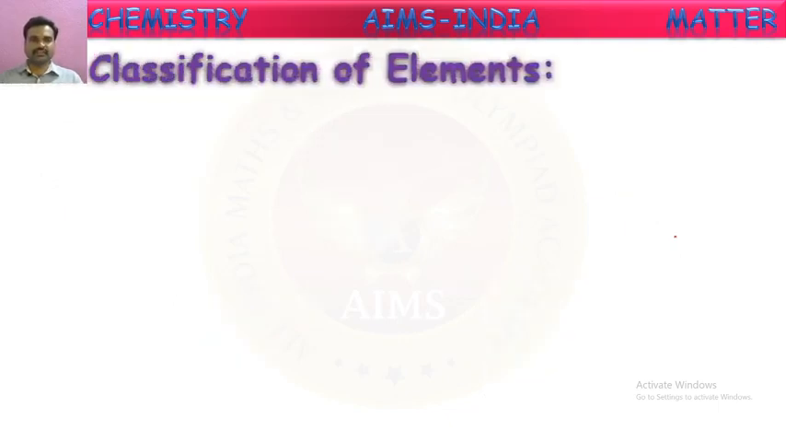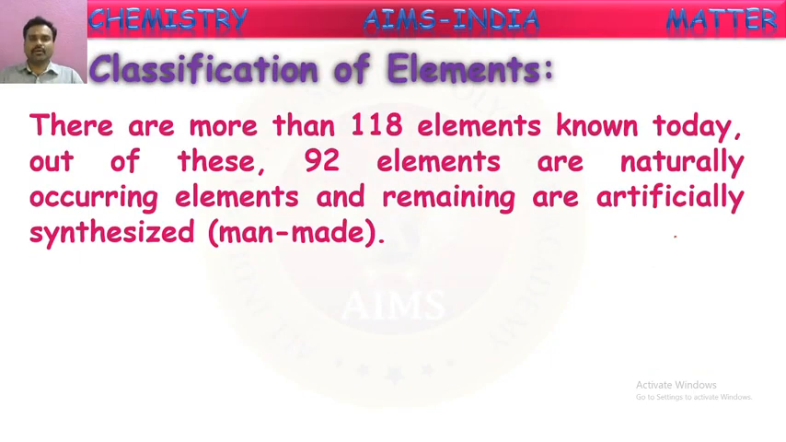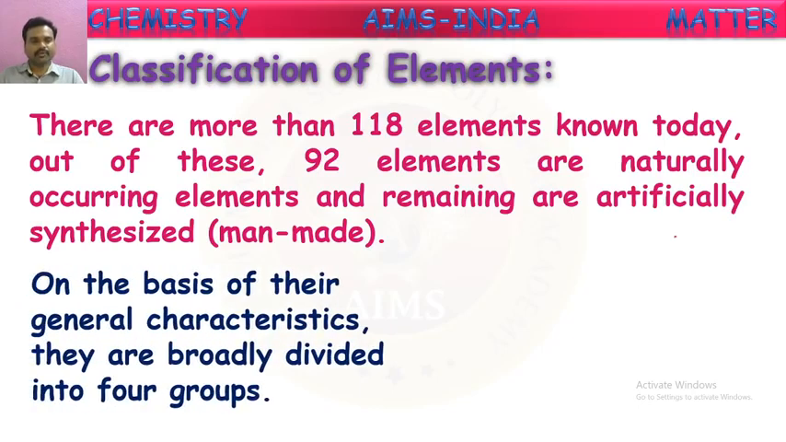So, the classification of elements. There are around 118 elements so far. Out of these, as I told, 92 elements are naturally occurring elements and the remaining are artificially synthesized from the already existing elements. On the basis of their general characteristics, they are broadly divided into four groups.